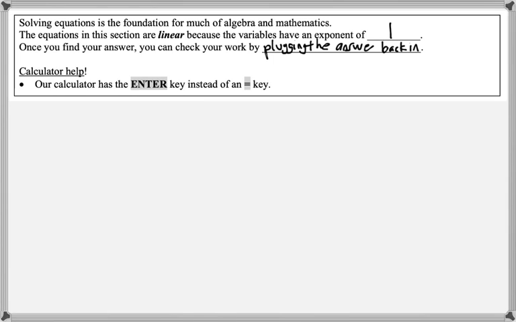And just a note about our calculator, it has an enter key instead of an equals key.